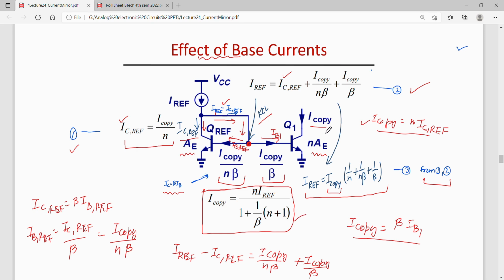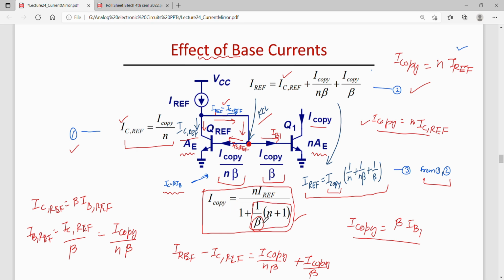Okay, now this current is not equal to I ref, obviously, that is I copy is not equal to I ref. Okay, so we were assuming that it will be N times I ref, but it is not N times I ref because beta is coming in the denominator. Okay, now, so that means this I copy is not 100% equal to N times I ref here, because of this beta. Okay, now if this entire term can be made small, then one can say that I copy will be nearly equal to N times I ref.